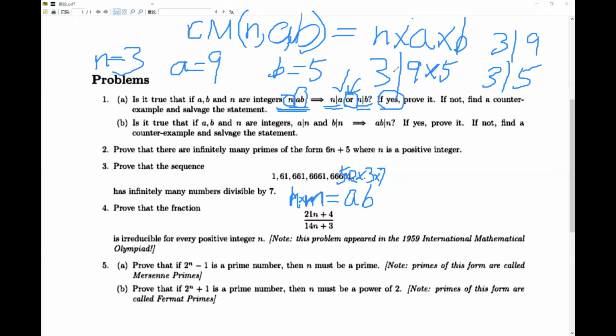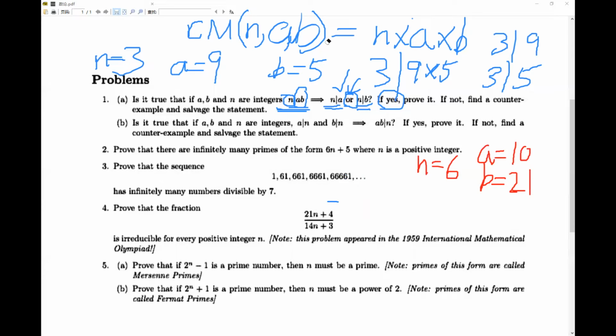So the example: the problem is n. Yeah, you're right, but one thing you missed. So n equals 6, A equals 10, and B equals 21. This case doesn't work. This is a special case. Can you check this one? N equals 6, A equals 10, and this one equals 21.